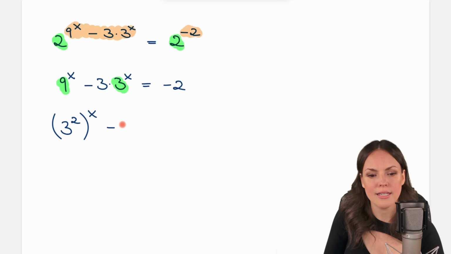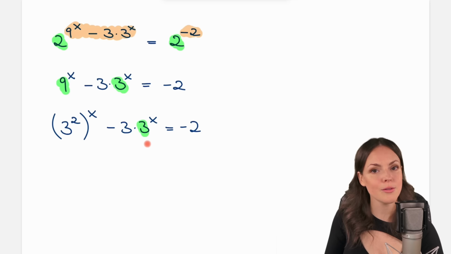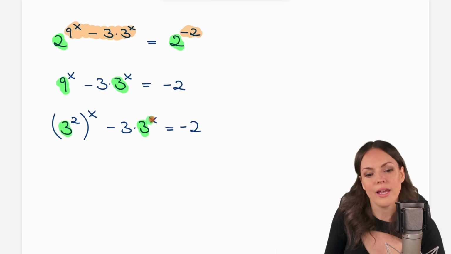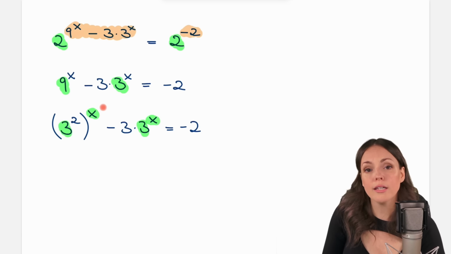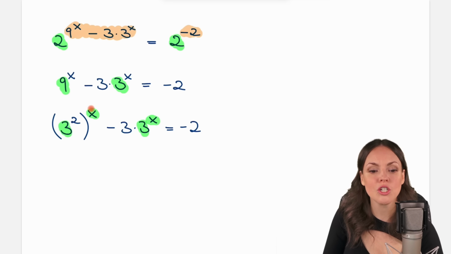And let's write down the rest of the equation, because now we have base 3 here, we have base 3 here. Okay, here we have exponent x. Here we have exponent 2, but also kind of exponent x. But what we are allowed to do is to switch these two exponents so that we really have 3 to the power of x in here.